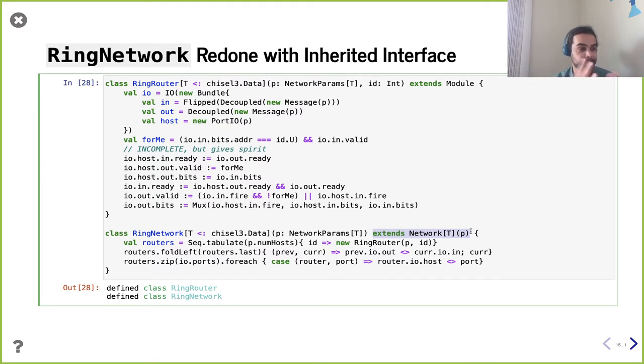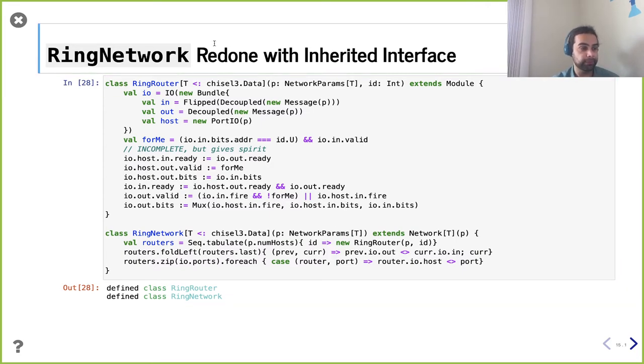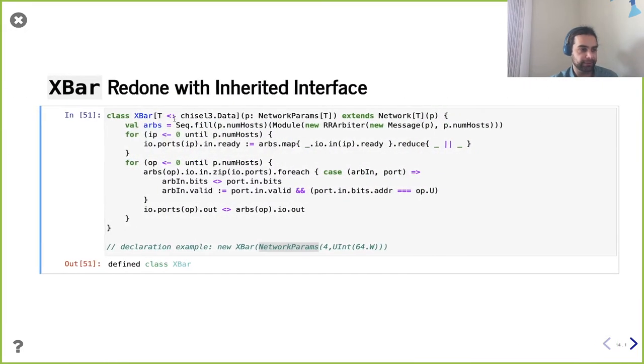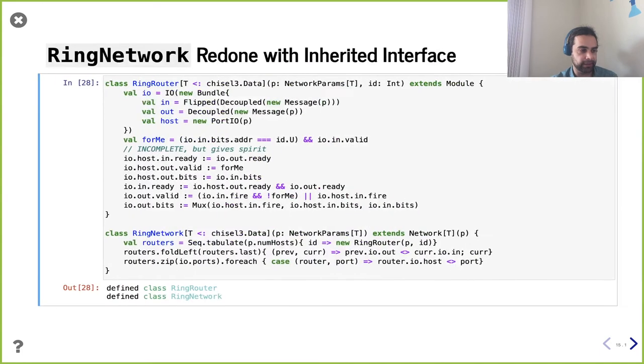Cool, but okay, so we've redone our ring network. We now have this combined interface between a crossbar and a ring network. They both are classes that extend this network type, right? And both of them are perfectly content with network params, which has all the information they need in there. And so great, we wrote this code once, and then we can go ahead and define our crossbar and define our ring. So already you kind of have some diversity here.